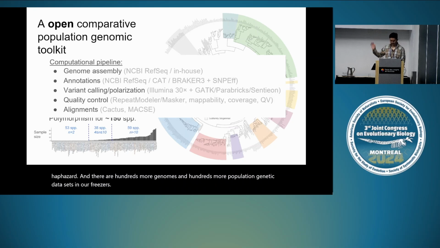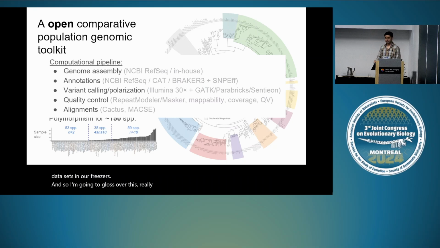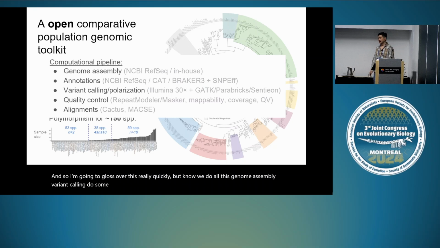And so I'm going to gloss over this really quickly, but we do all this genome assembly, variant calling, do some basic QC, and then we use both whole genome alignments and then more precise alignments of coding sequences to try to get everything into the same coordinate space so that we can compare both substitutions and polymorphisms, for what I'm going to show, in the melanogaster UniProt proteins.